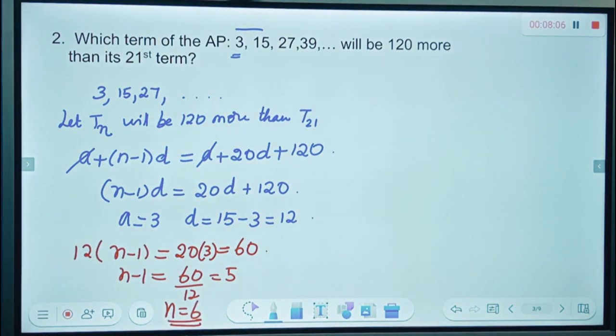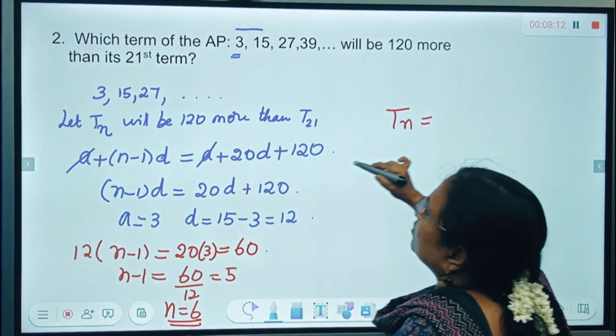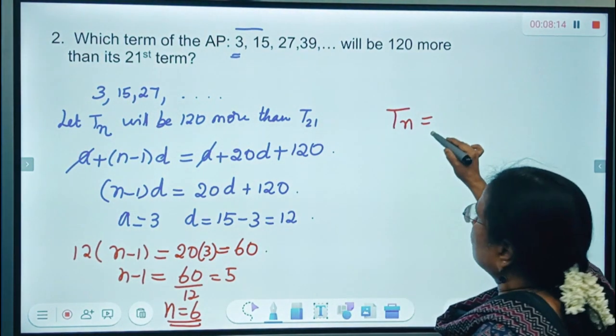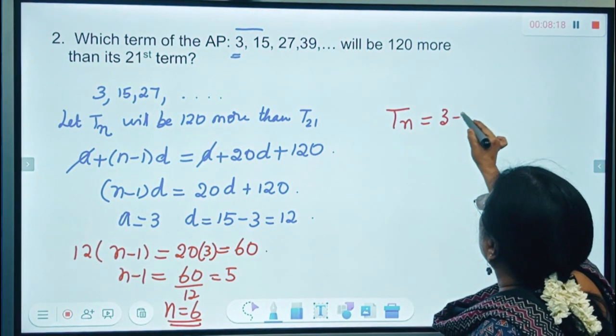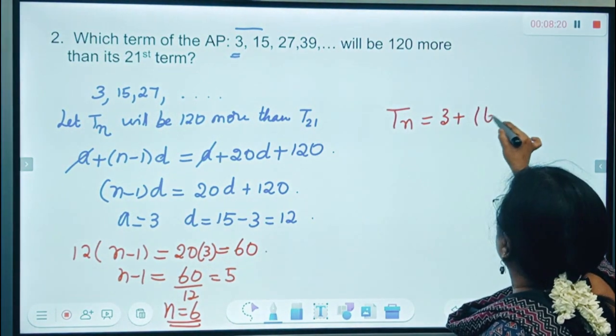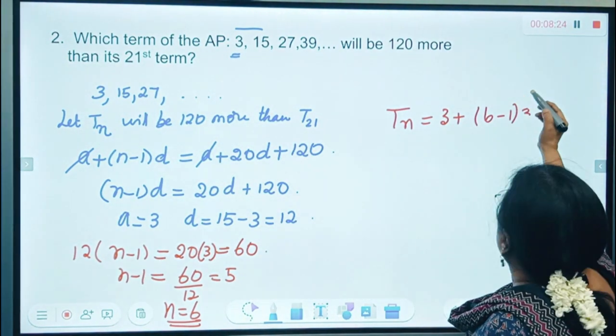So n equal to 6. So what will be that term? Tn therefore. Tn is what? A plus n minus 1 into D. A we know is 3. N we know is 6 minus 1. And D is 12.